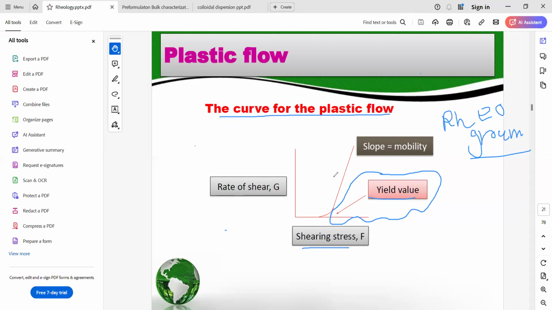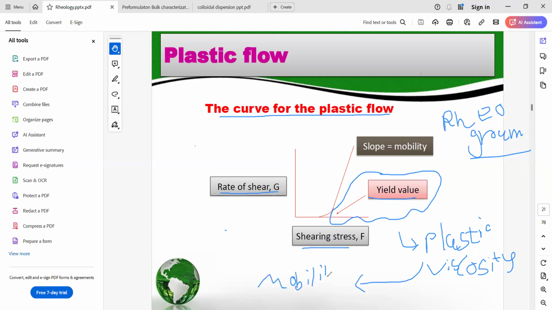And the viscosity we get from plastic systems is known as plastic viscosity, just to differentiate the term. The reciprocal of the plastic viscosity is known as mobility. So remember this. Also, this graph does not pass through the origin. All other graphs pass through the origin, but this graph does not. Remember this also. That is plastic flow.